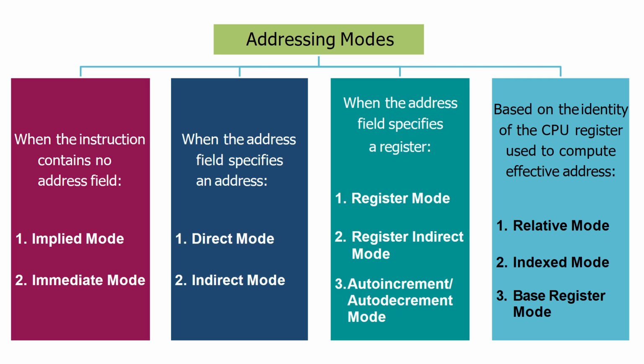Now the different types of addressing modes, in which there are no address fields. There are two of them: implied address mode and immediate address mode. When the address field specifies an address, direct mode and the indirect mode. When the address field specifies a register, register mode, register indirect mode, and the auto increment, auto decrement mode. Based on the identity of the CPU register used to compute effective address, relative mode, index mode, and the base register mode. Now we will see the details of how these all differ from each other.